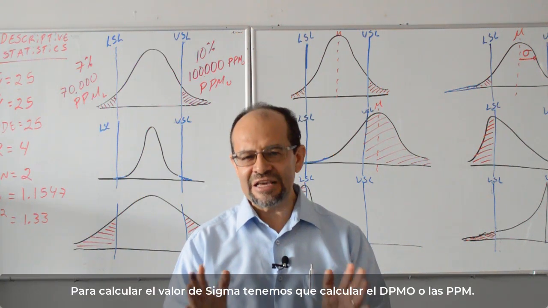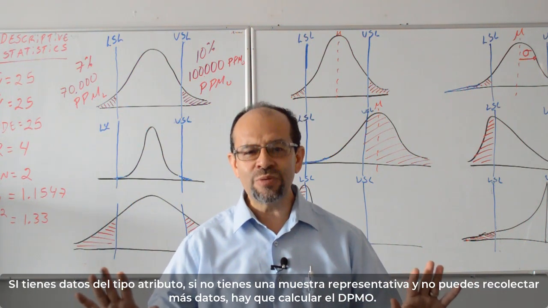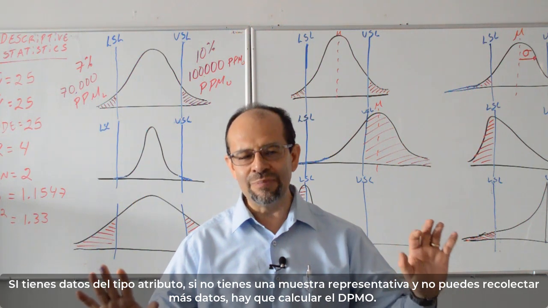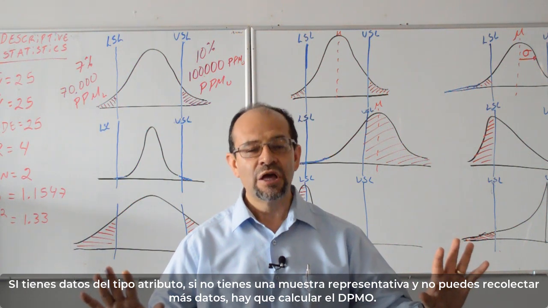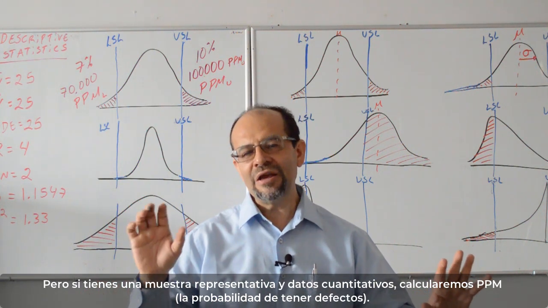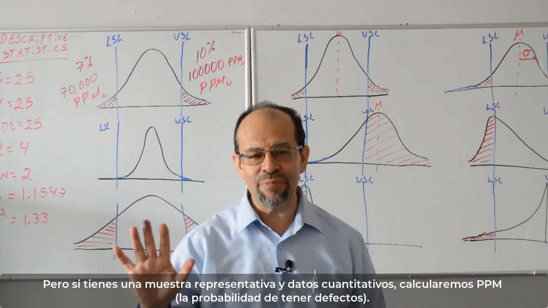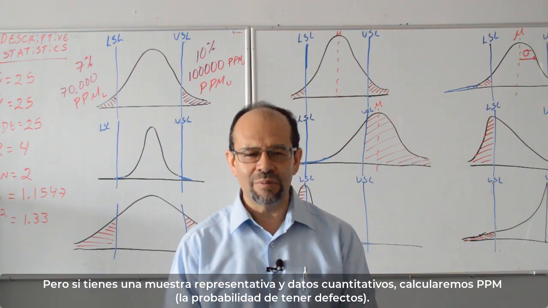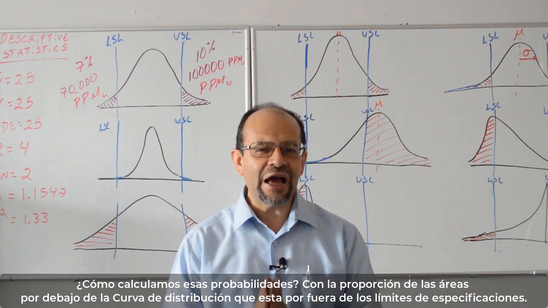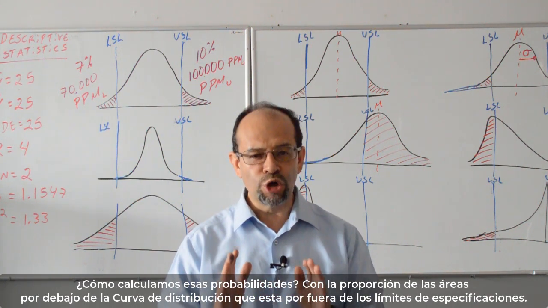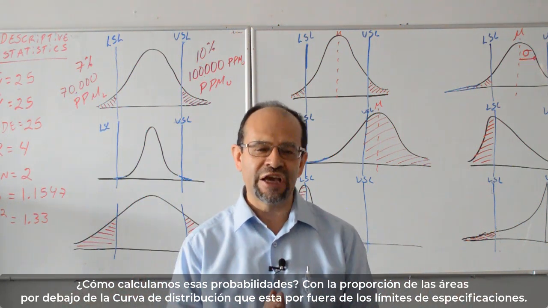To calculate the sigma value, we have to calculate DPMO or PPMs. If you have attribute type of data, we will be calculating DPMO. If you are not having a representative sample, we are calculating DPMO, and you cannot collect more data, of course. But if you are having a good representative sample, then we are having quantitative type of data, we will be calculating PPMs. PPMs, the probability of having defects. How do we calculate those probabilities? With the proportion of the areas below the distribution curve that are outside the specification limits.